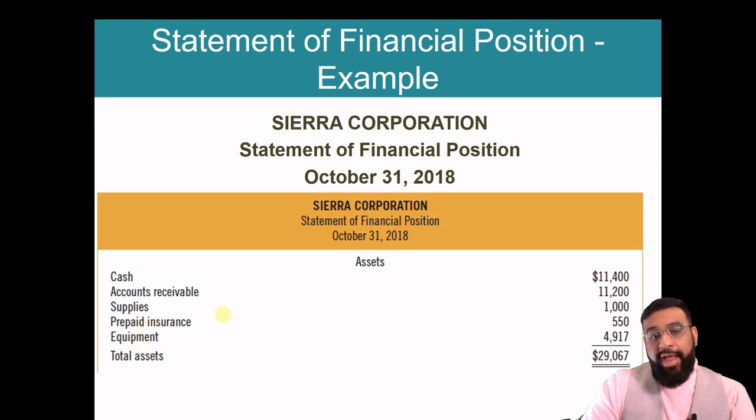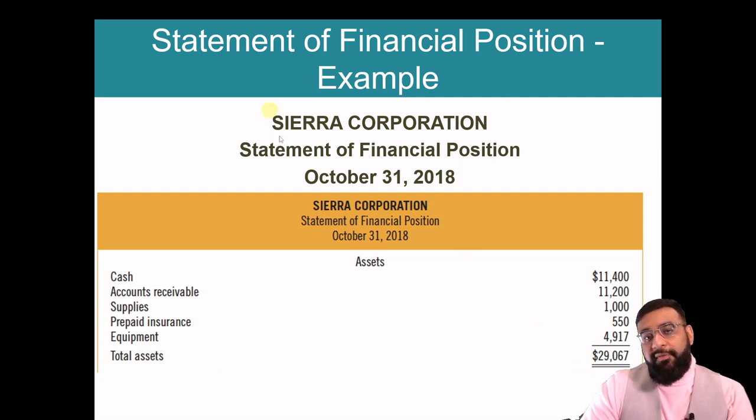So these are all of our assets, which are future benefits. All of these added together gives us 29,067. So essentially, once again, the formatting is very important. The dollar sign over here denotes that all of these are dollars. Then we have an underline because we're adding all these together. 11,400 plus 11,200 plus 1,000 plus 550 plus 4,917 gives us 29,067. This has a dollar sign and a double underline, because this is a main figure now.